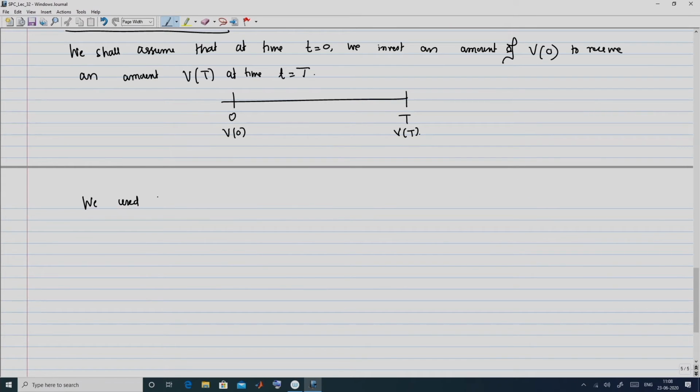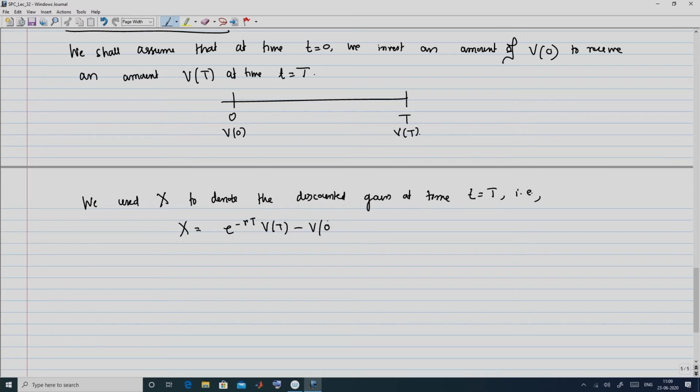Further, we use the random variable X to denote the discounted gain at time t equal to capital T. So, X is going to be e raised to minus rT into V of T minus V0, where r is the risk-free rate with continuous compounding.